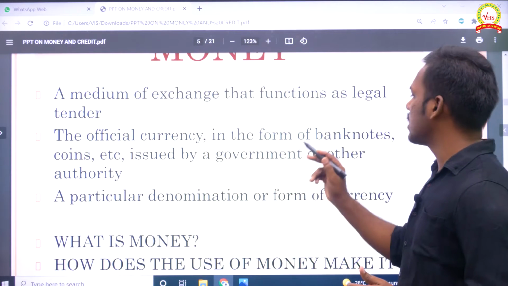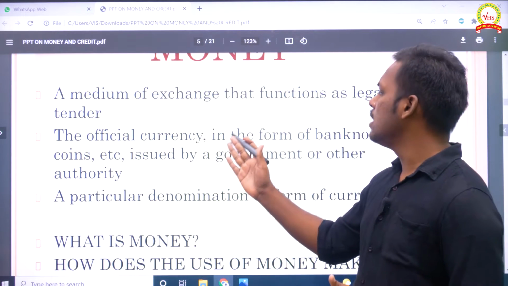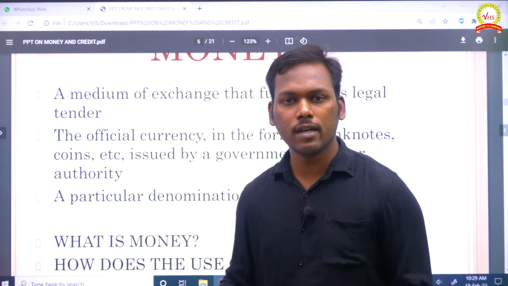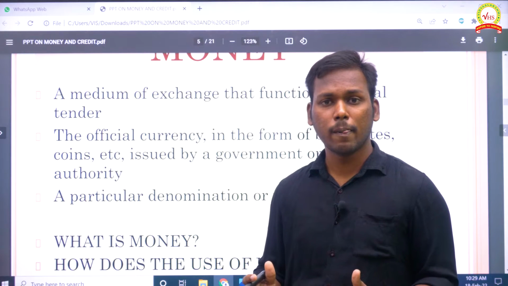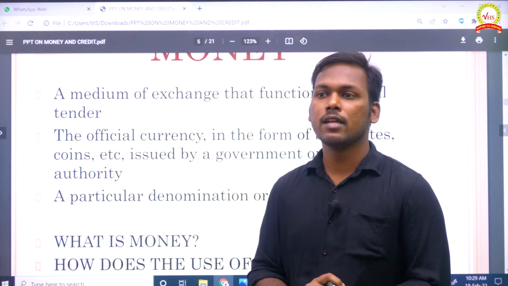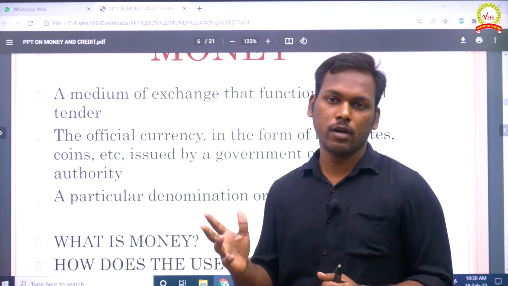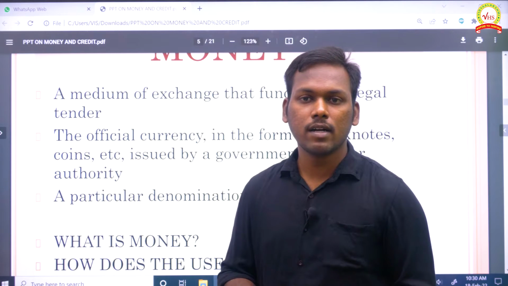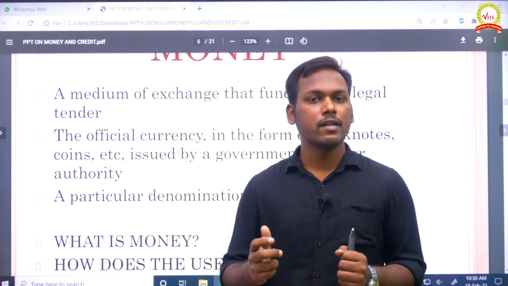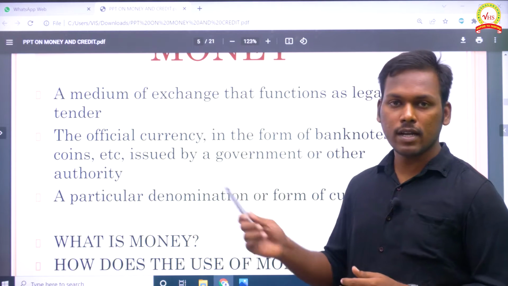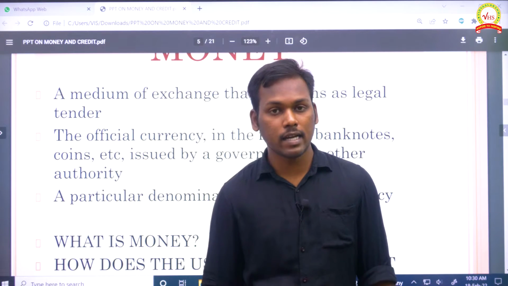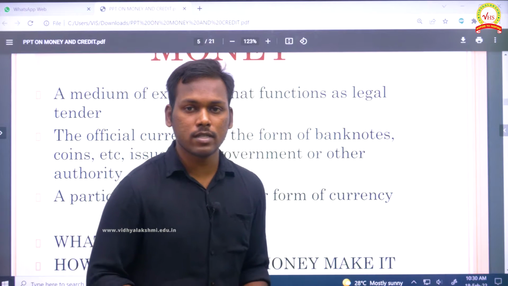And the official currency in the form of banknotes, coins, etc. is used by the government or other authority. In India, RBI is the only authorized sector to produce paper currencies. In India, we have printing presses in two major places, one in Nasik and one more in Mysore. Clear? Here we print the paper currencies, and at the same time RBI is the only authority. No separate institution or organization can print them. It's illegal according to our Indian rules and regulations.